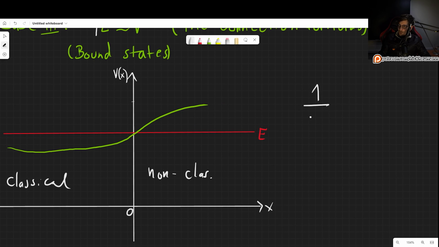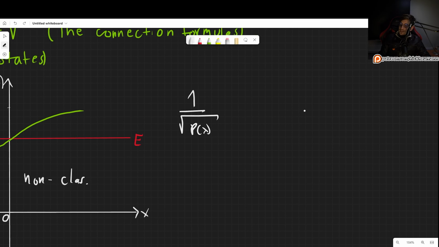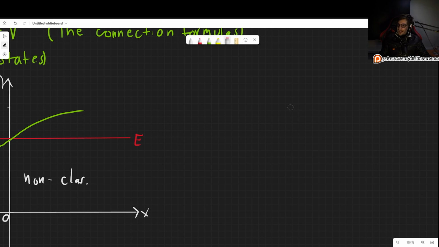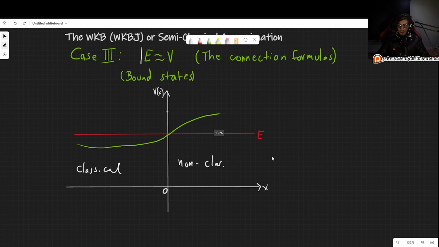Well, because both of our formulas had either 1 over the square root of the momentum or of the absolute value, but either way, they both depended on the momentum. And what is the momentum? Well, we defined it as the square root of 2m, and then we had, depending on the case, V minus E or E minus V, doesn't matter. The point is that since they will be the same, our entire product will be 0. So we will get 1 divided by 0, and that is trouble. So basically our entire approach blows up if the energy and the potential become comparable.